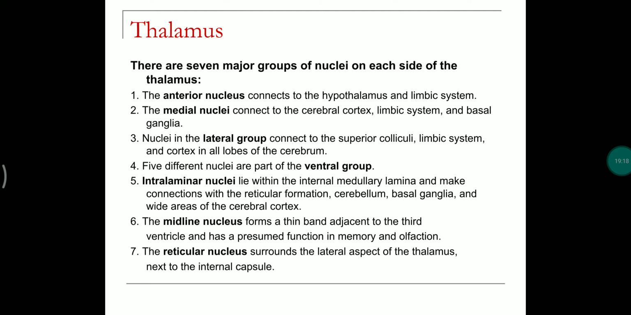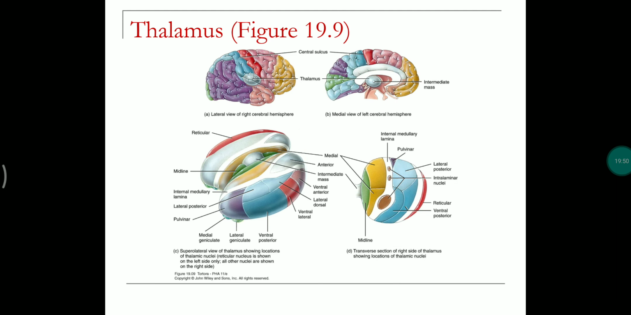And five other different parts constitute the ventral group. And the intralaminar nuclei make connections with the reticular formation, cerebellum, basal ganglia, and other areas of the cerebral cortex. The midline nucleus forms a thin band which helps in motor functions and olfaction. The reticular nucleus surrounds the lateral aspects of the thalamus. Here we can see the thalamus, with the medial, dorsal, and lateral nuclei.